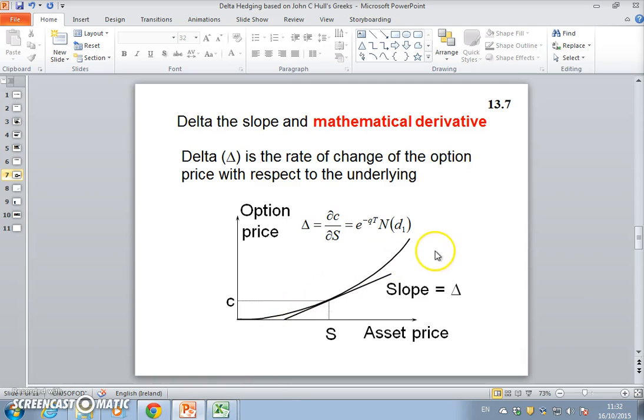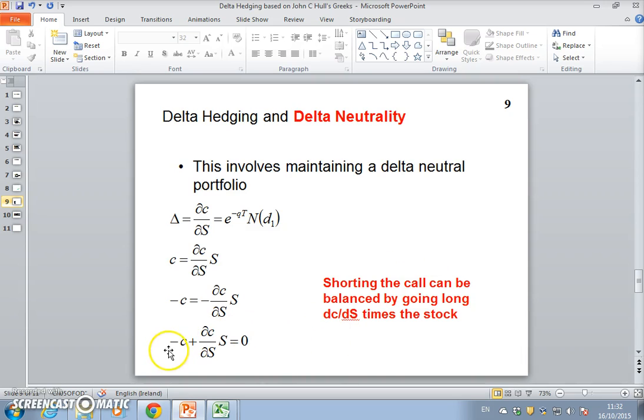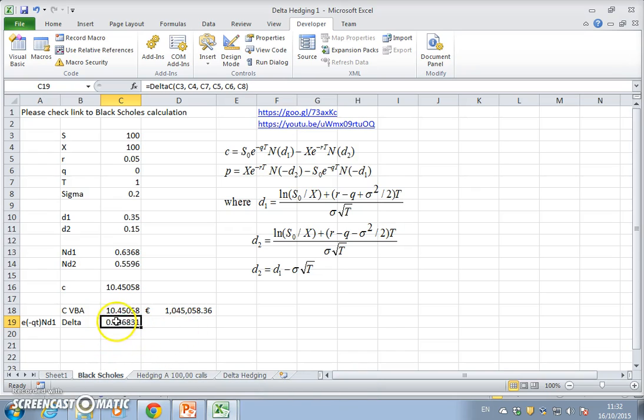So how do we then use delta? Well, delta is a dynamic strategy. Delta involves taking an initial position. If we sold 100,000 call options, the delta hedging framework would immediately imply that we would buy e^(-qT) N(d1) times the stock. So in this instance, if delta was found to be 0.63, the initial amount of stock that I would buy would be the delta multiplied by the 100,000 call options we had sold, and that would be 63,000.